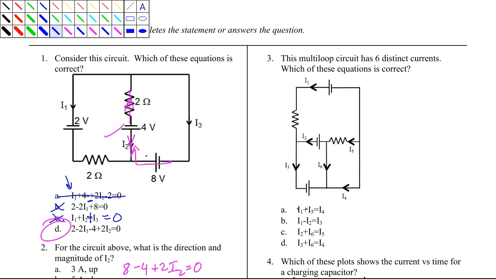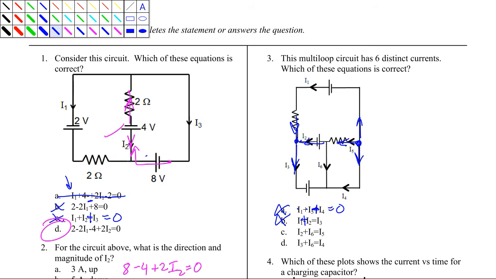So we have I1, I5, and I4. They all come into this junction. I1 is going out, I5 is going out, and I4 is going out. So to make this correct, this would say plus I4 equals 0. So A is not right. I1 minus I2 equals I3. Let's look right here. I have I1 and I2 coming in, and I3 going out. So if this were to be correct, it would say I1 plus I2 equals I3. So that was not right.